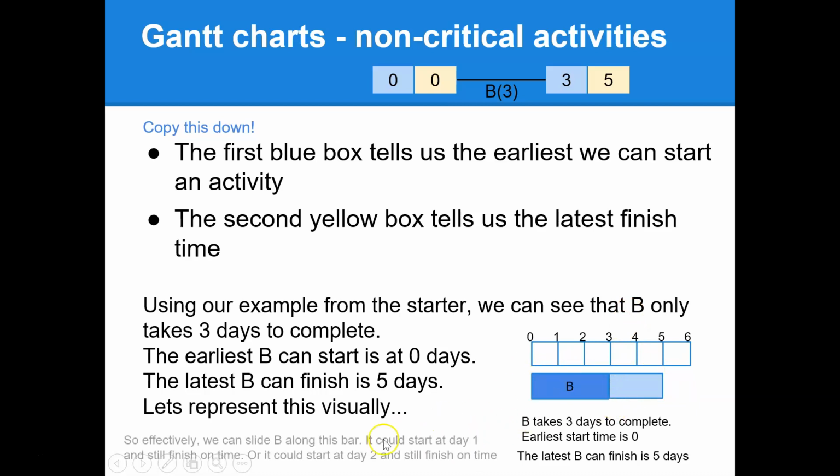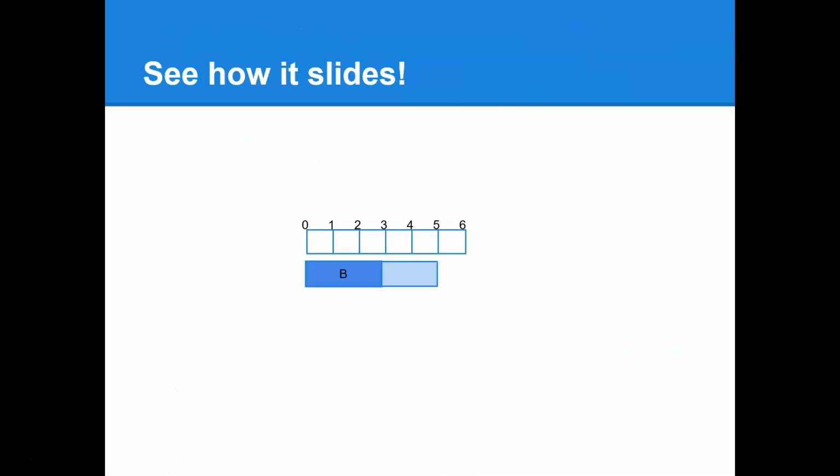So effectively, we can slide B along this bar. It could start at day 1 and still finish on time, or it could start at day 2 and still finish on time, or day 0 and still finish on time. Visually, you could slide this along, back and forth, just like this. It could start at day 0, day 1, or even day 2, and it would still finish by day 5.